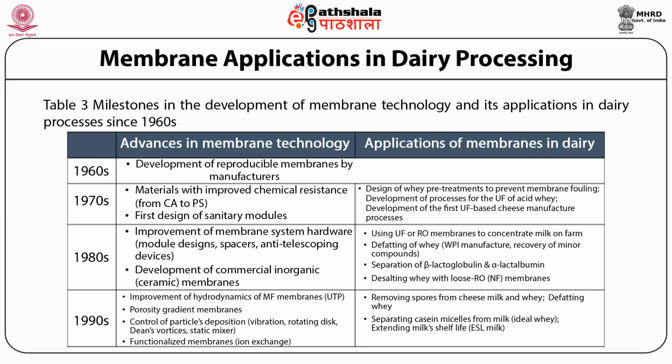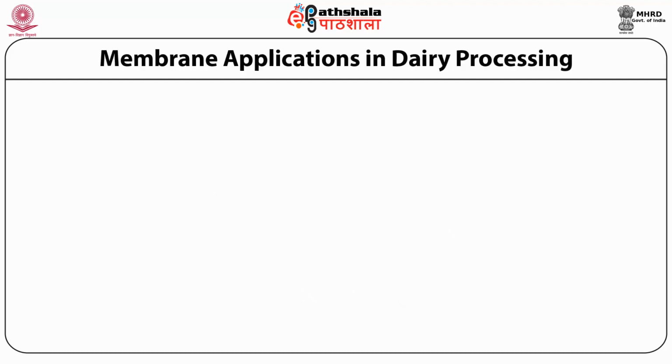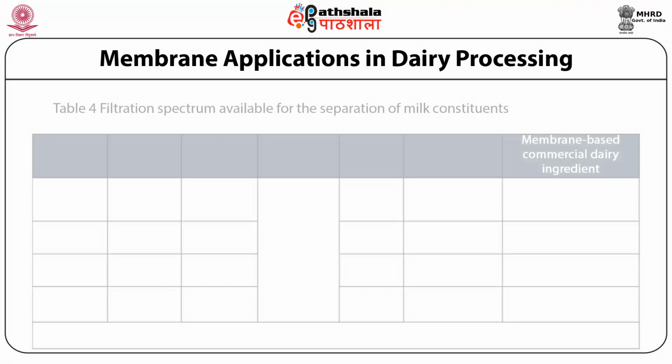Next application was fractionation of the hydrolysates using the UF-NF membranes. Membrane application in dairy processing: all four classical membrane processes with their membrane pore size, application, separation mechanism, the material from which these membranes were developed, along with the modular configuration and the developed dairy products are shown in this Table 4.